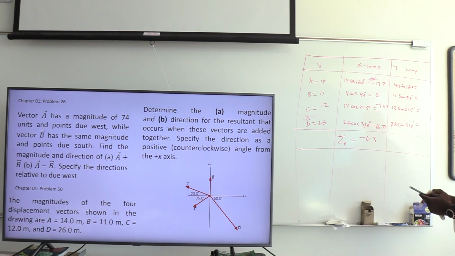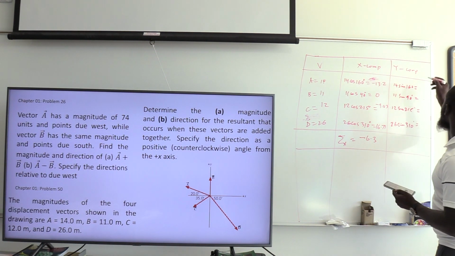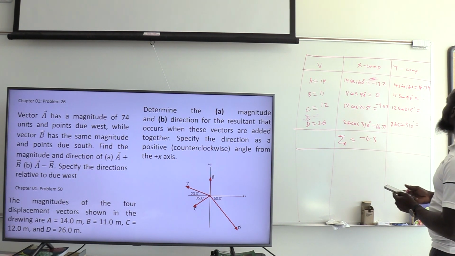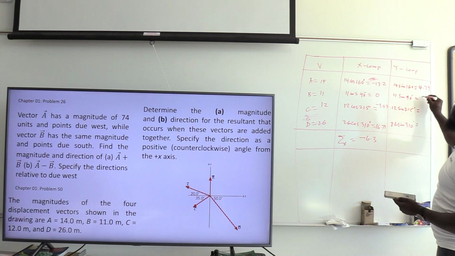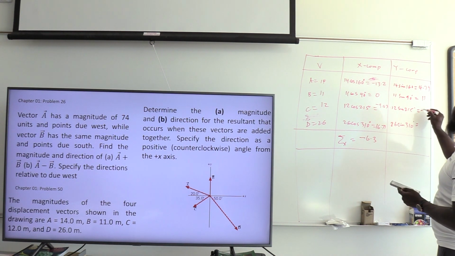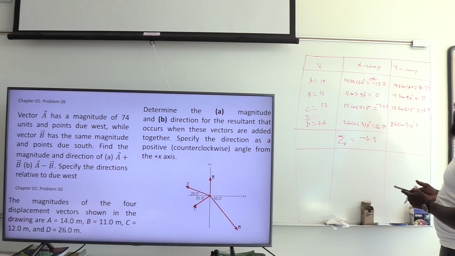So I have 14 sine 160, 4.79. Take note of the minus. Anywhere there's minus, put it there. 11 sine 90, sine 90 is 1, so this is 11. 12 sine 215, minus 6.9, and 26 sine 310, minus 19.9. Now let's sum all this together.